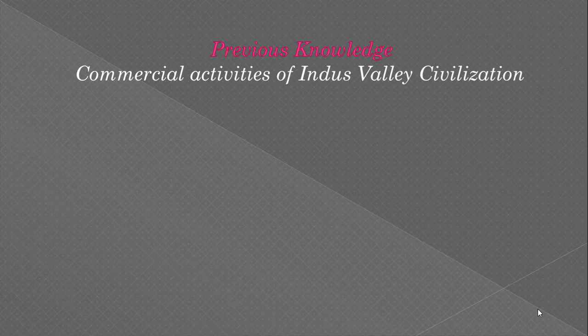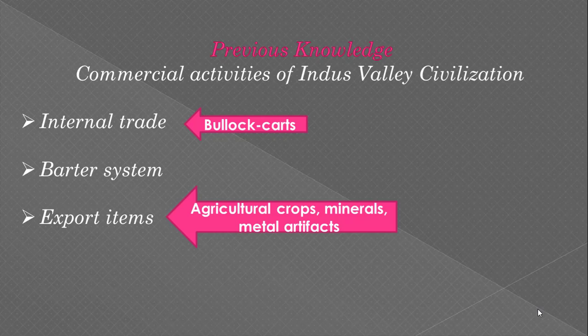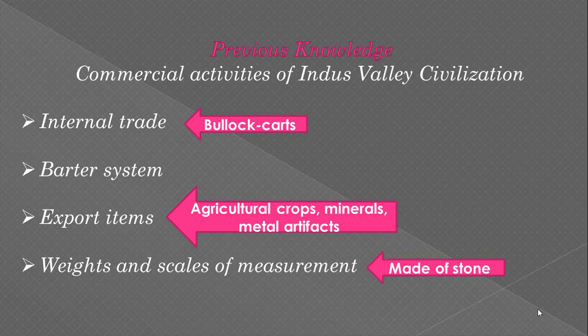Dear students, before we move on to our today's lesson, let's review our previous lesson. In our previous lesson, we have learned about the commercial activities of the Indus Valley Civilization. Internal trade was carried out by bullock carts. Trade was done under the barter system. Agricultural crops, minerals, and metal artifacts were exported to other contemporary civilizations. Weights and scales of measurement made of stone were used in trade by Indus merchants. I hope this review will help you to come to our today's lesson.